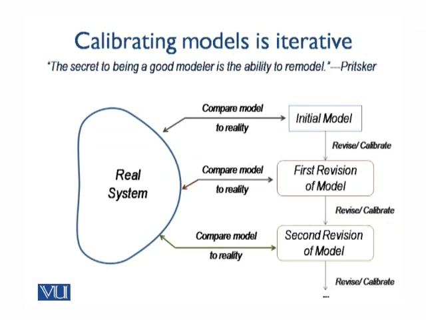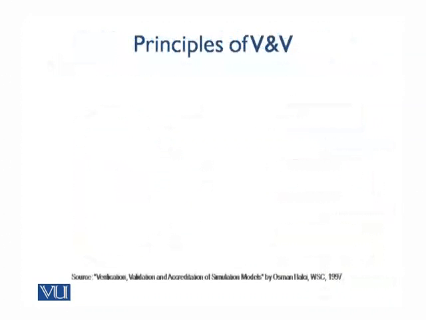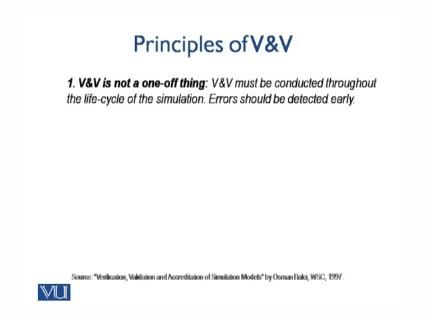So, having now mentioned the benefits of remodeling and of calibrating the system, I can now offer you some basic principles of V&V, verification and validation, that we must follow and keep in our mind. The first thing is that verification and validation is not a one-off thing. It's not something to be done at the end of the project. It's something that has to be done and taken care of throughout the project.